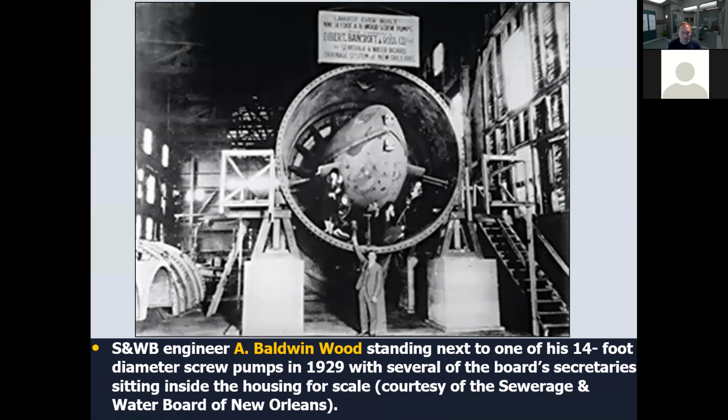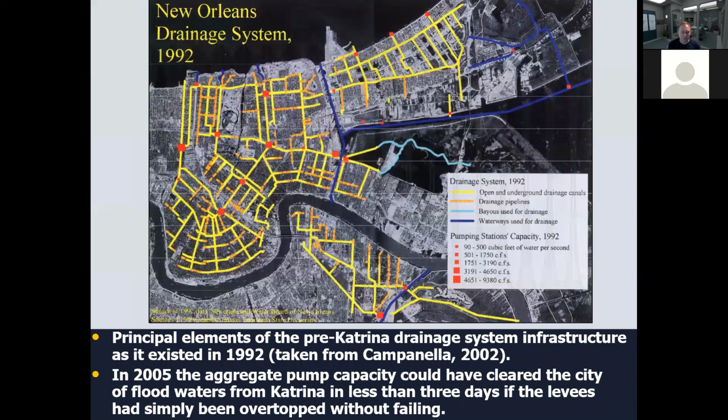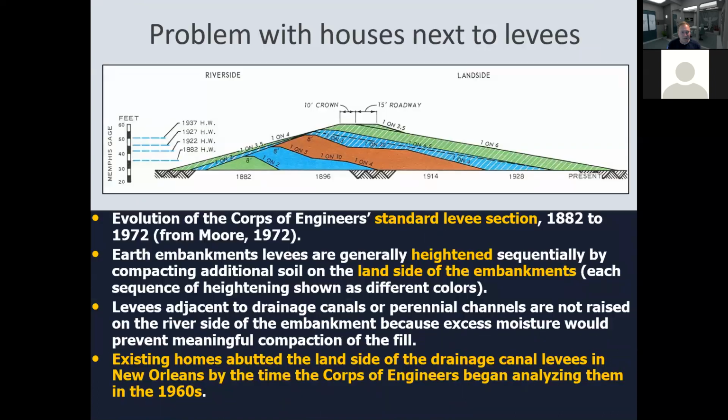This is a 14-foot diameter pump. There's almost 200 of these that exist. I think it's 194 or 197, something in that range, but there's a substantial number of these that still exist in and around New Orleans. And this is the drainage system in 1992. Now, it makes sense to drain the water. It also makes sense to have levees.